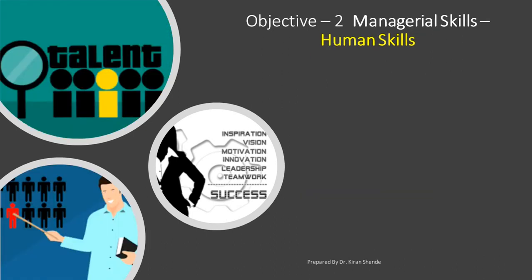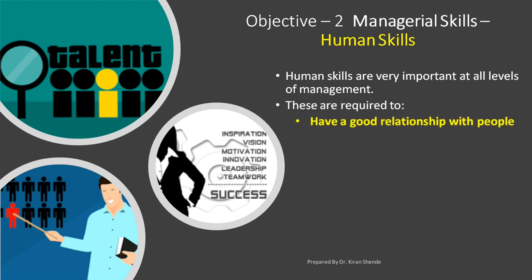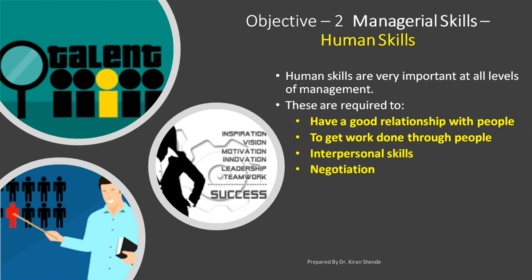What is the second skill which a manager should possess? That is human skills. You should be appointing the right person to the right job and getting the things done. Like I've said, management basically is getting the things done. So human skills are very important at all the levels of management. These are required to have a good relationship with people, to get the work done from the other people, to have interpersonal skills, negotiations, bargaining, and the leading.